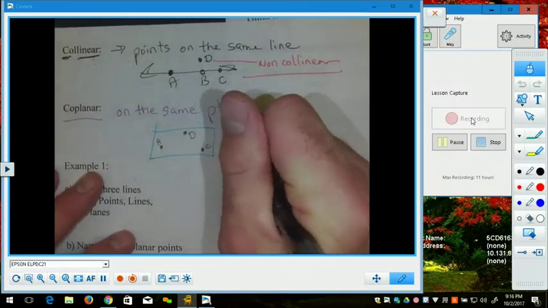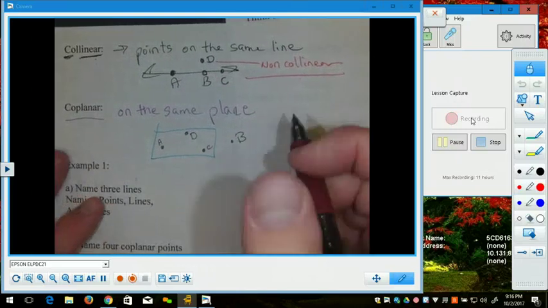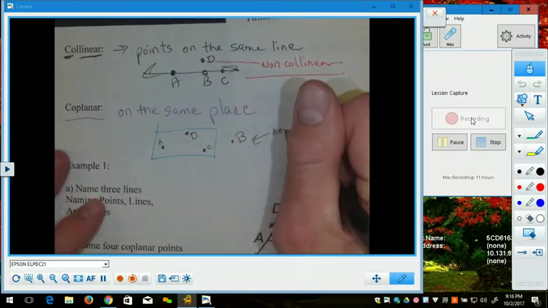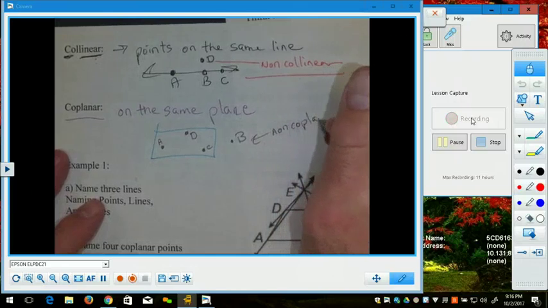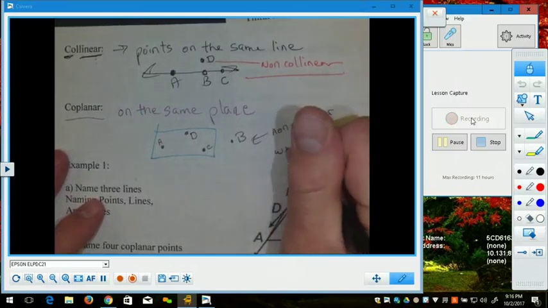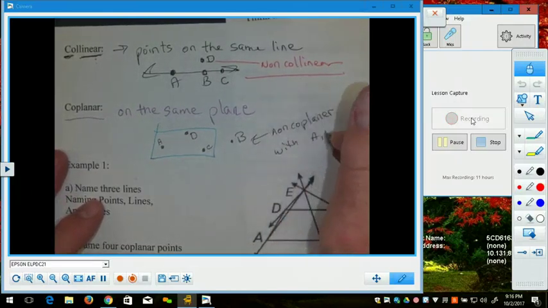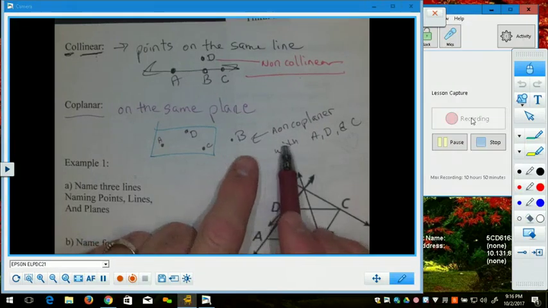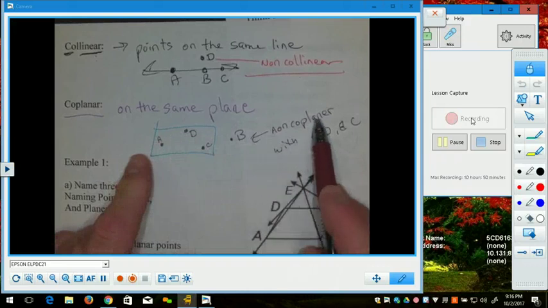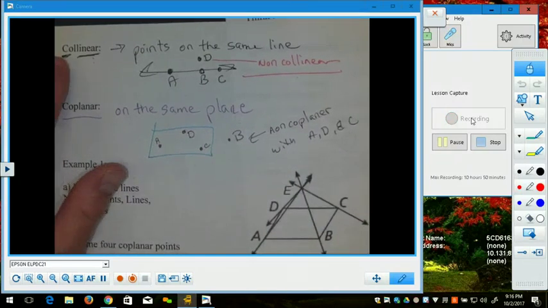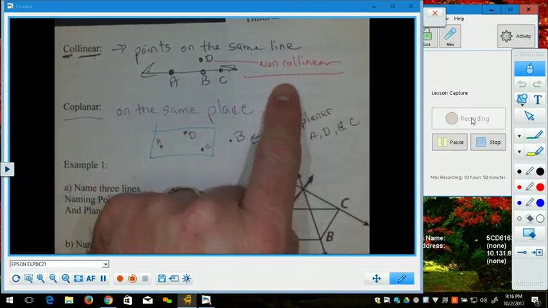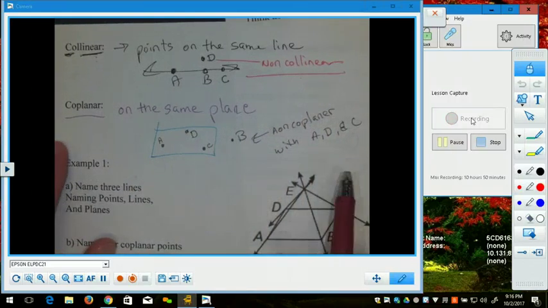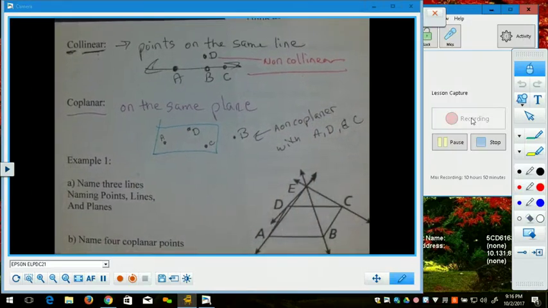And here's point B. Point B is non-coplanar with A, D, and C. So it might be on another plane with A and D or with some of those other points, but it is not on the same plane that A, D, and C are on. It's non-coplanar. So collinear, on the same line; non-collinear, not on the same line; coplanar, on the same plane; non-coplanar, not on the same plane.